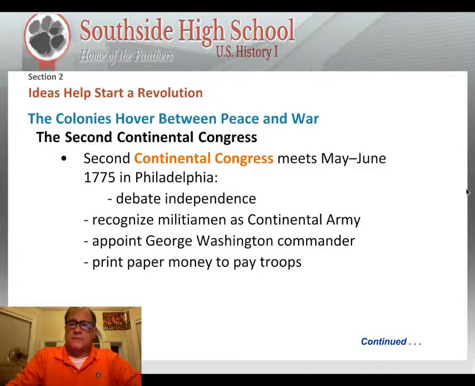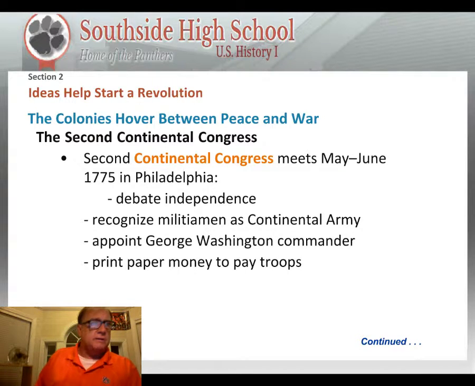After fighting at Lexington and Concord, technically the British saw the colonies as being in a state of rebellion. They'd kill British soldiers and vice versa. So a group called the Second Continental Congress met between May and June in 1775 in Philadelphia. The purpose of this meeting was to debate whether or not they would have independence. Most members at that time wanted to stay part of the British Empire, much like Canada and New Zealand are today. They didn't want a complete break with the mother country.